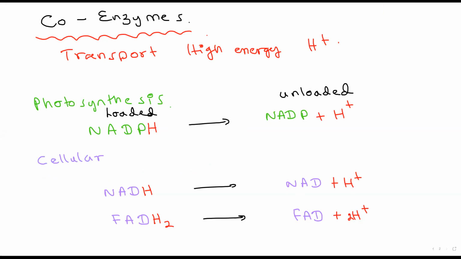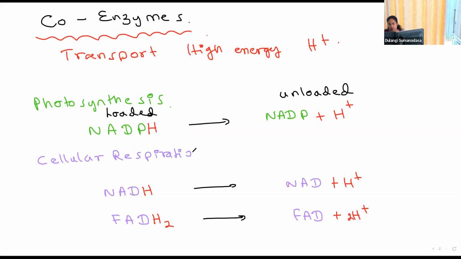You don't have to know the full names of coenzymes. Nicotinamide adenine dinucleotide phosphate, I think. No need. You can just write down NADPH, NADH, FADH2. You do not need to know the full term. But write it down, cellular respiration. So the loaded and unloaded.